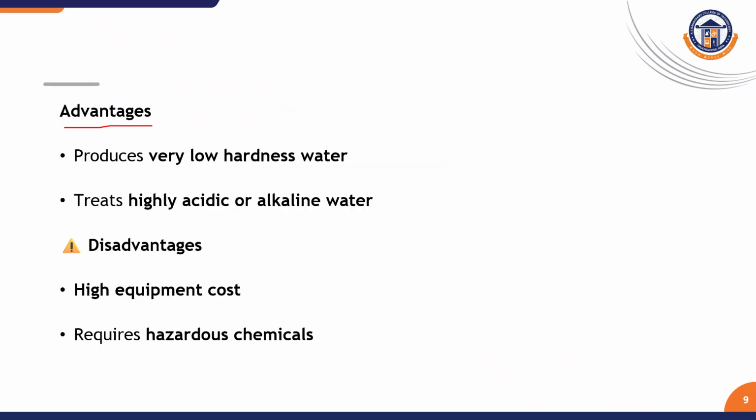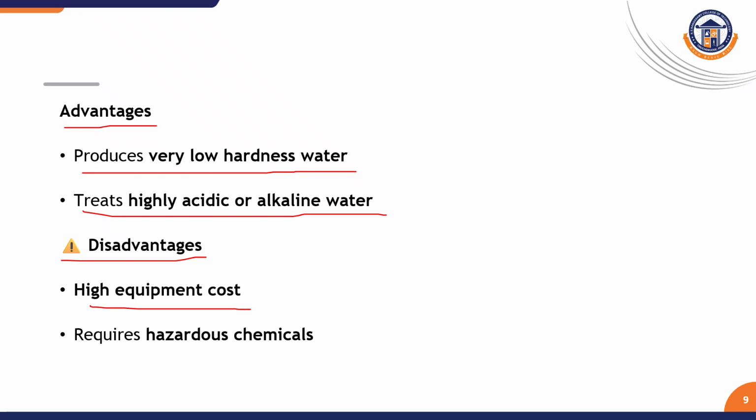So what are the advantages of this process? It produces very low hardness water and treats highly acidic or alkaline water. What are the disadvantages? It has a high equipment cost and it requires hazardous chemicals. So these are all the advantages and disadvantages of the demineralization process or ion exchange process.